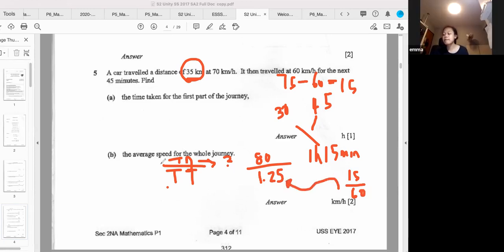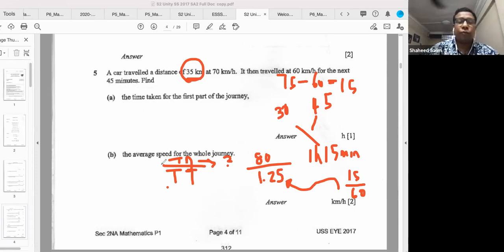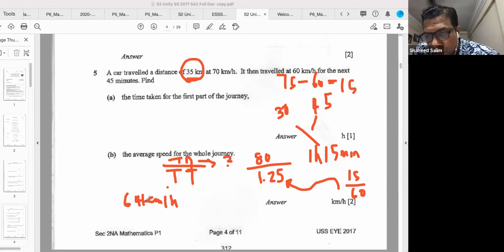So you divide, what's your average speed? 64 km per hour. Okay. Is it confusing for you? No, right? It's just a conversion. You got to be careful about the units. Always check the units down here. Let this be your criterion, your reference point. Anything that is not aligned to the km per hour, you got to change it.